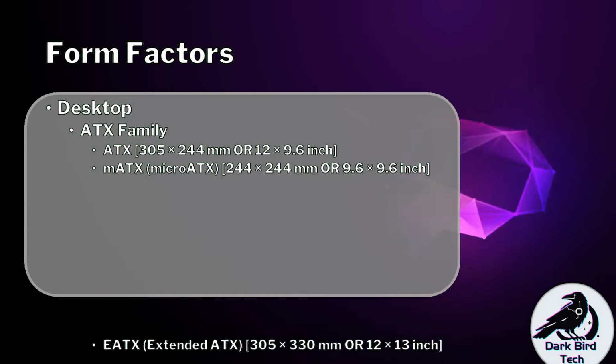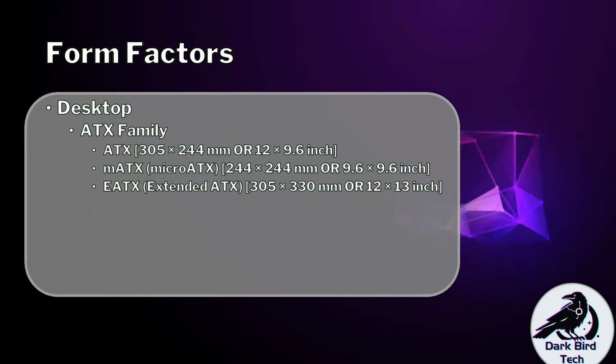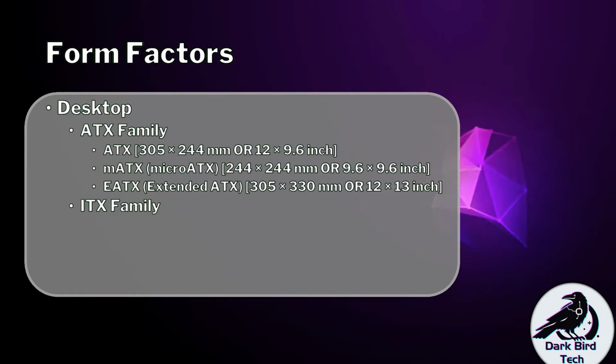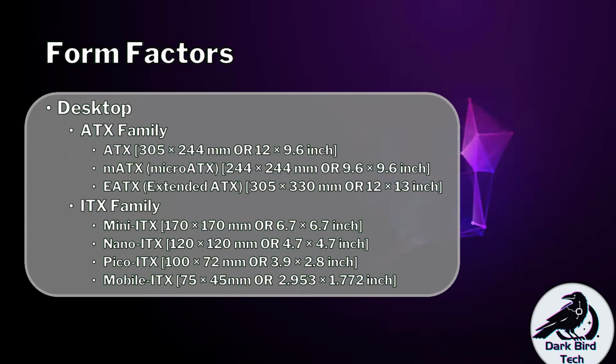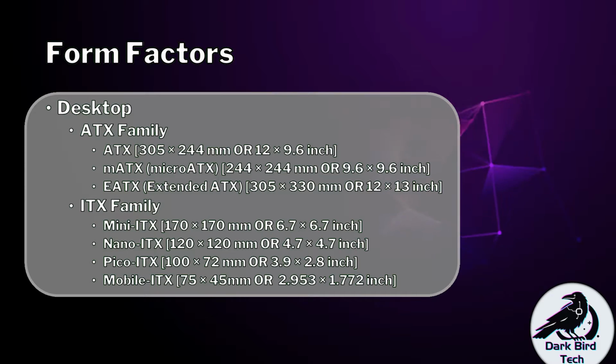And then you also get extended, or EATX, which is a really big motherboard. You'll often find that either in high-performance workstations or some kinds of servers. Then you have your ITX family. Now, the ITX family is more geared towards a smaller form factor of desktop, with mini and nano being two very common you'll find in desktops. Pico and mobile ITX form factors are often for embedded computer systems and will often have soldered on CPUs.